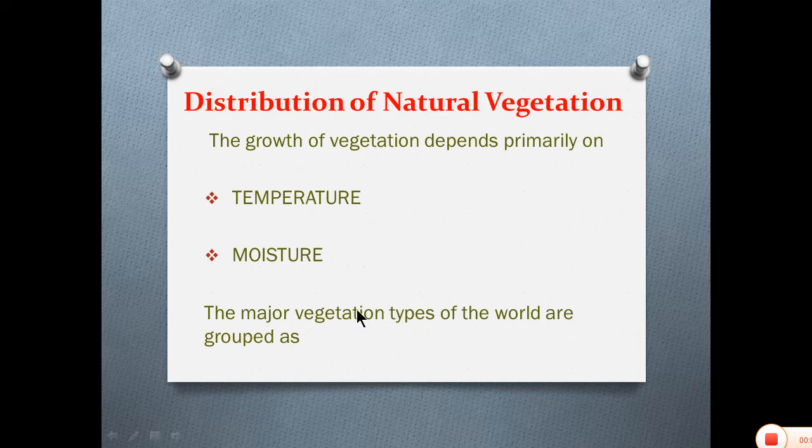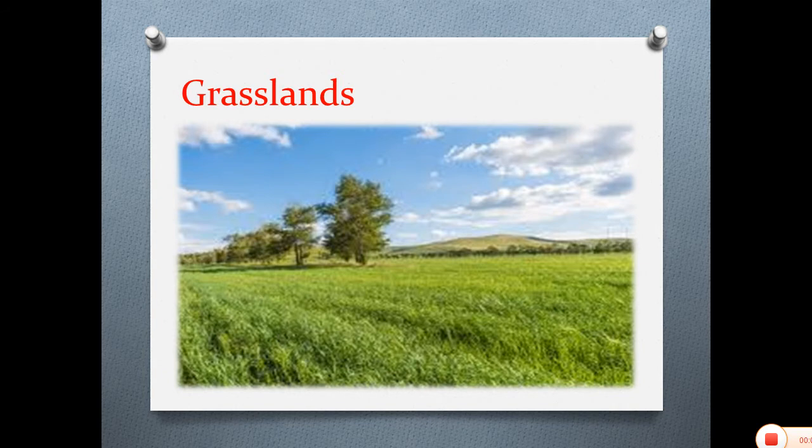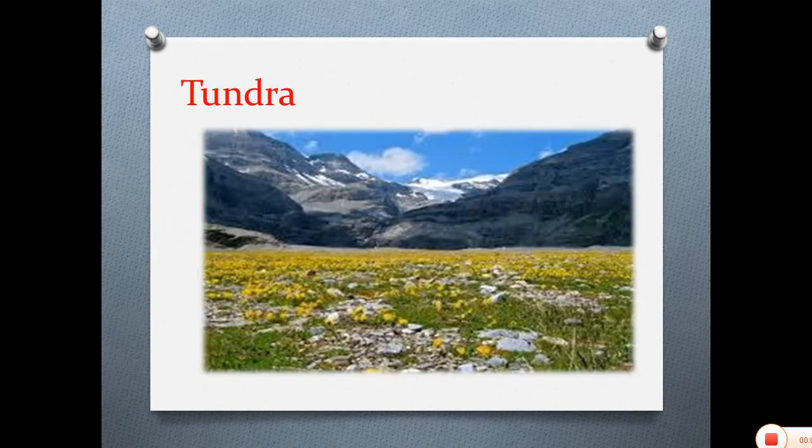The major vegetation types of the world are grouped as forests, grasslands, scrubs, tundra.